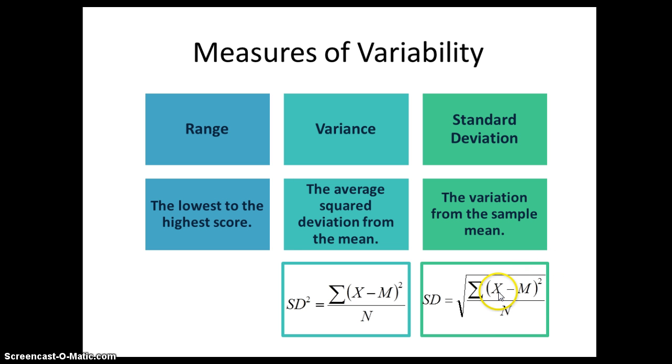So again, we take each individual x score, we subtract out the mean, we square that deviation, then we add all of those squared deviations together, divide by the number of observations in the sample, and lastly take the square root of that number.